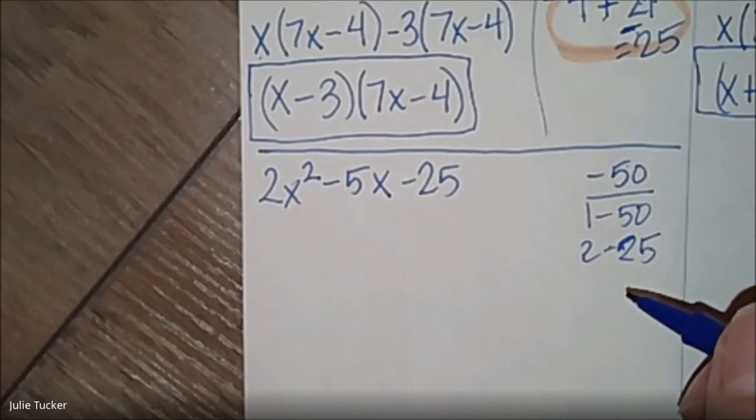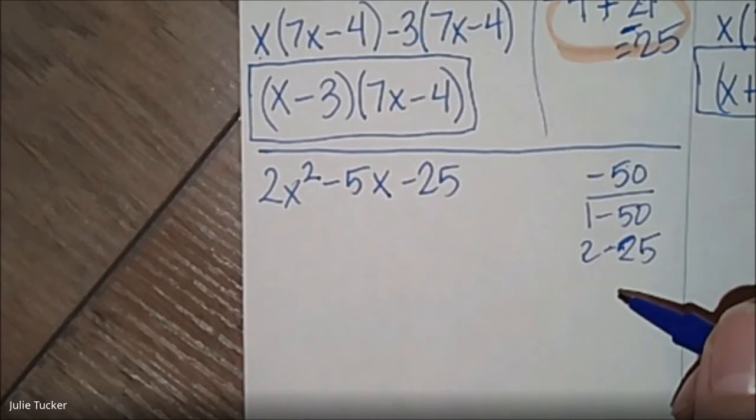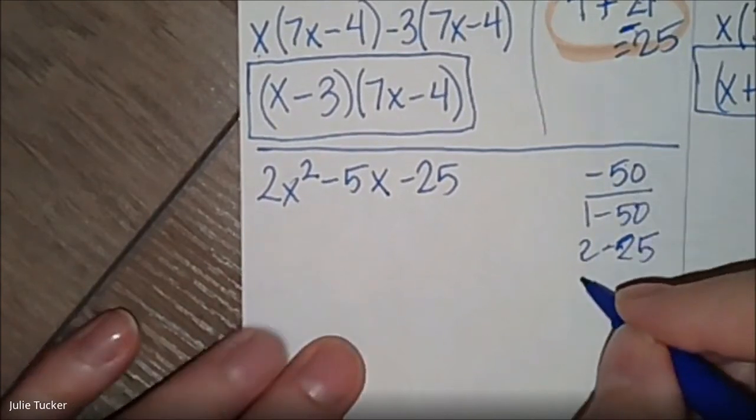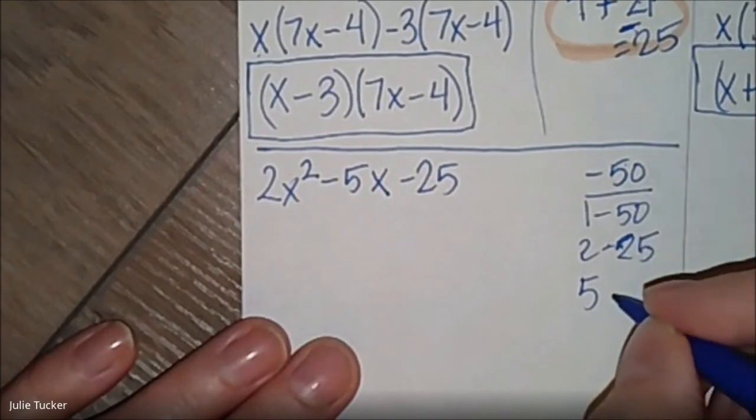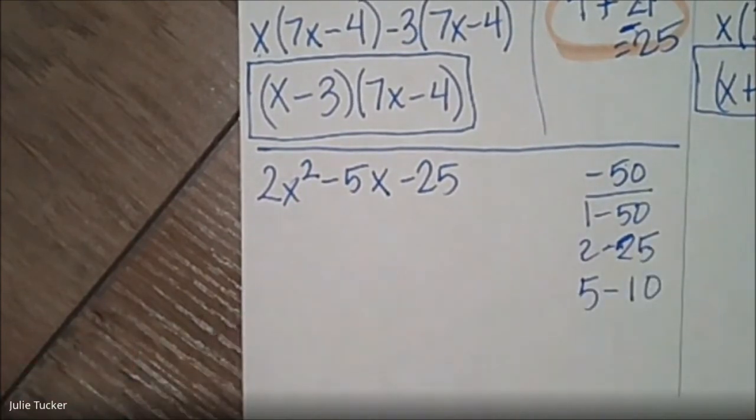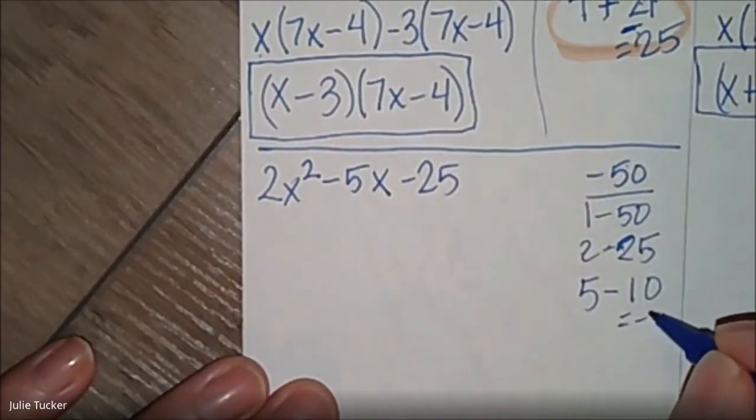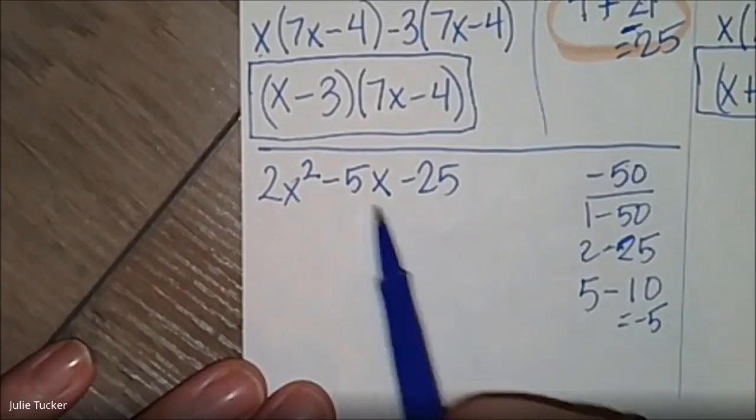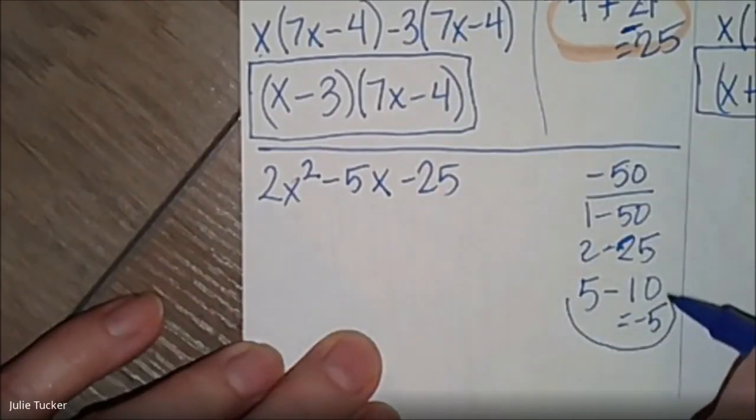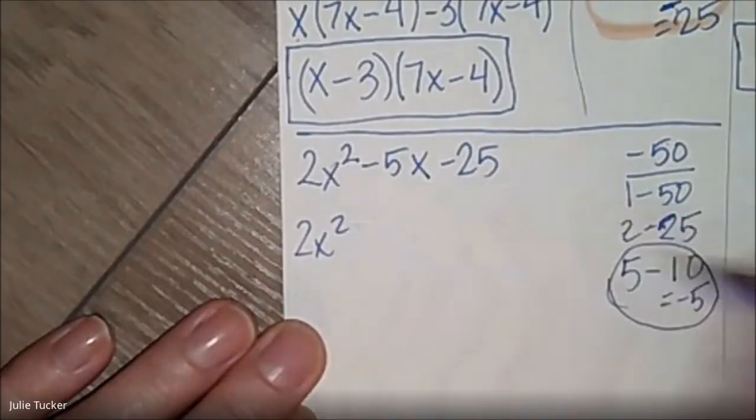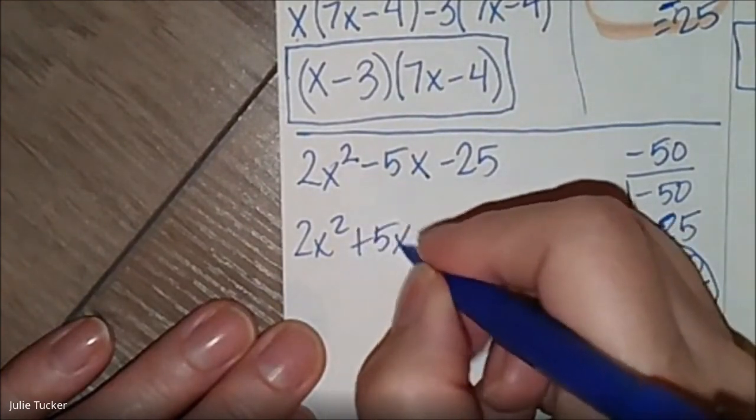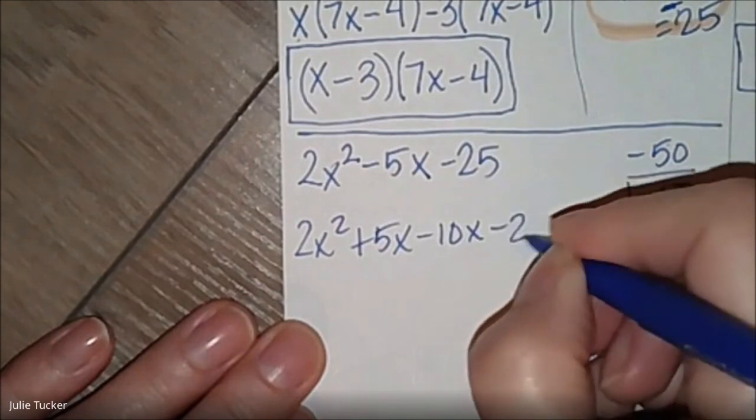50 does not divide by 3. 50 divided by 4 is not an even number. So the next thing I can try is 5. 5 times 10 is 50. 5 minus 10 is negative 5, right? Yeah. So I know I got the right numbers. So I'm going to write 2x squared plus 5x minus 10x minus 25.